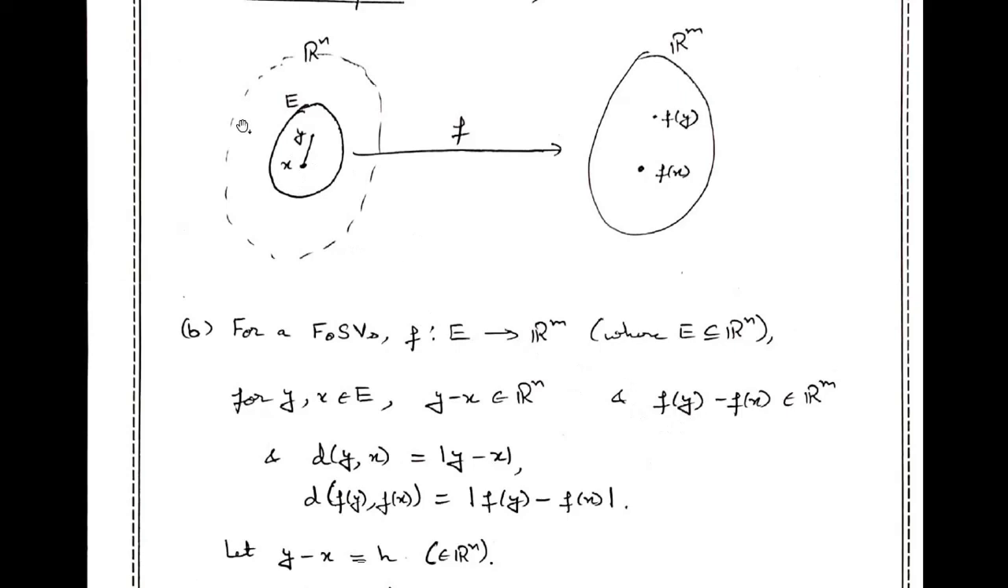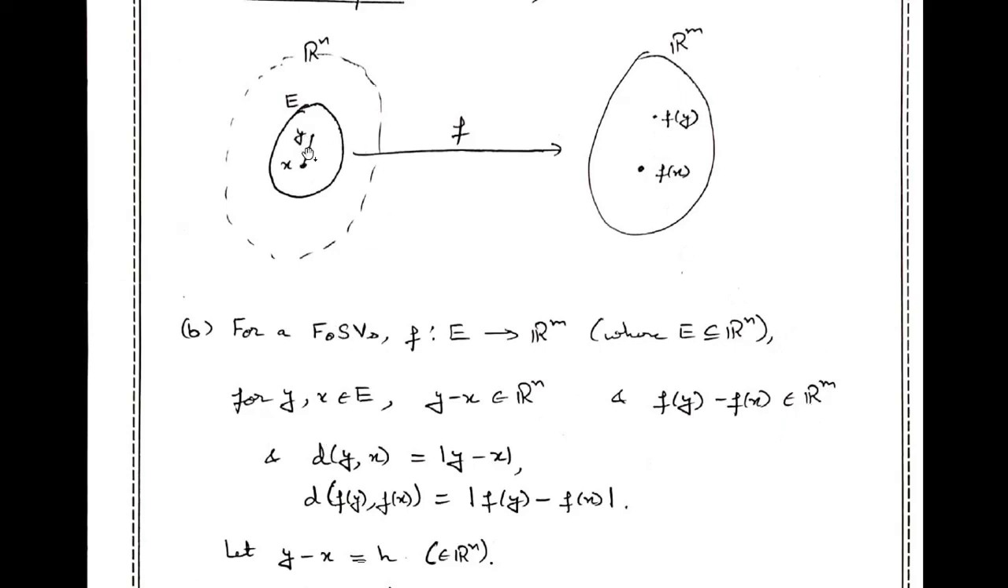And now let us see, as x and y are in the domain, their images will be where? They will be in the codomain, which is Rm. Therefore, their difference will be in Rm, because Rm is also a vector space. So their difference as vectors will be in Rm.